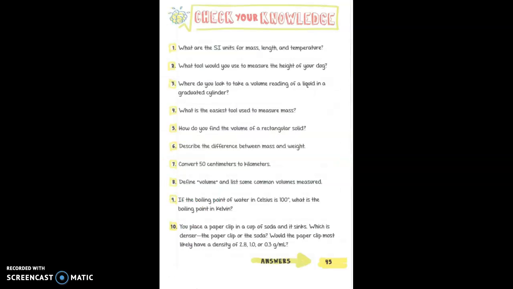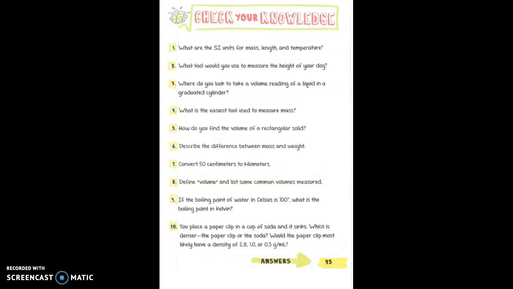So check your knowledge. All right, number 1, what are the SI units for mass, length, and temperature? Number 2, what tool would you use to measure the height of your dog? Number 3, where would you look to take a volume reading of a liquid in a graduated cylinder? Number 4, what is the easiest tool used to measure mass? Number 5, how do you find the volume of a rectangular solid? Number 6, describe the difference between mass and weight.